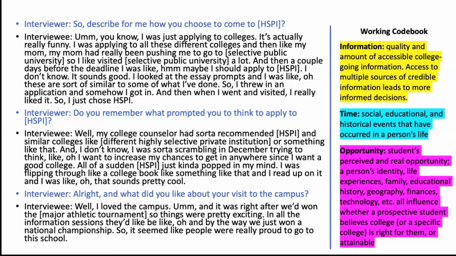Flipping through the college book, something I read up on. Okay, good. Just even about multiple colleges, applying to all these different colleges, having information on each one. The college counselor. Okay, good. Attending the information sessions. Okay. So based on what all that was just listed, this is a student who's getting information from a lot of different places, a lot of different sources.